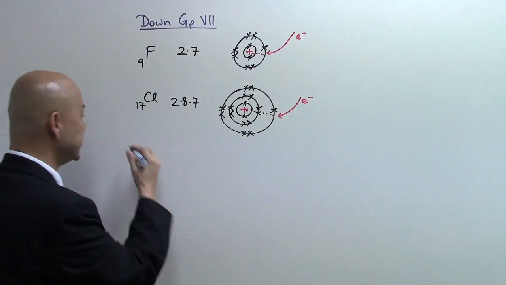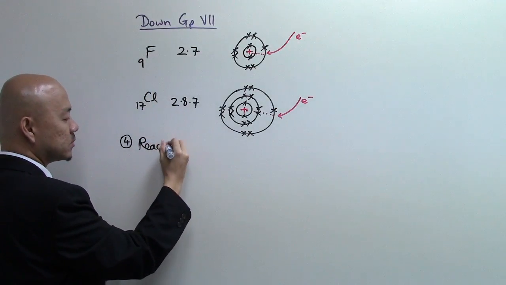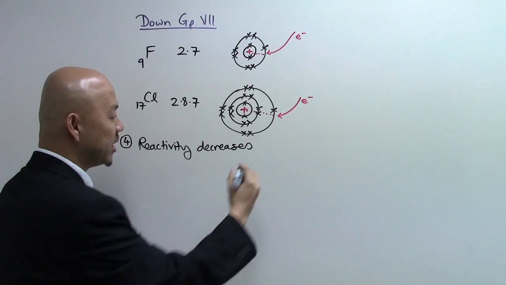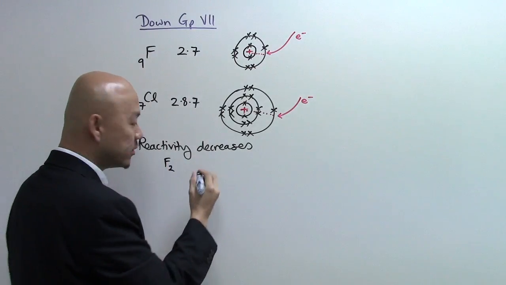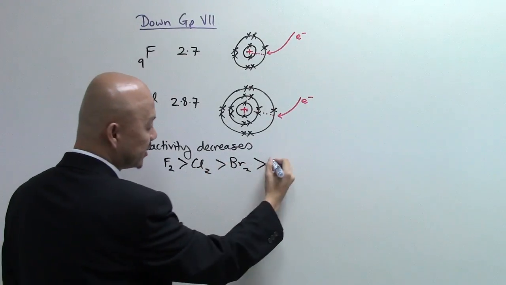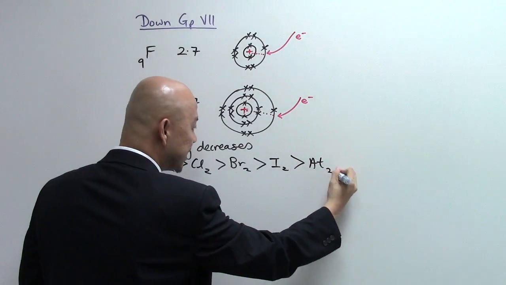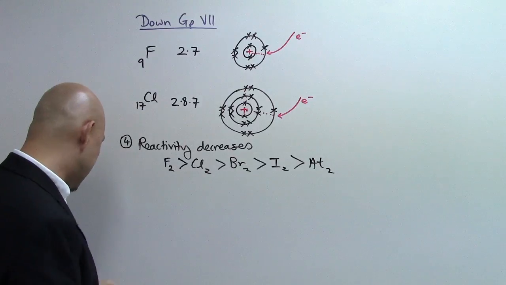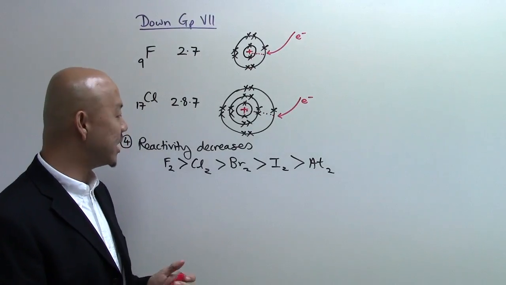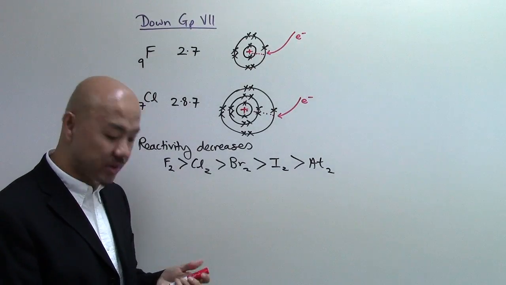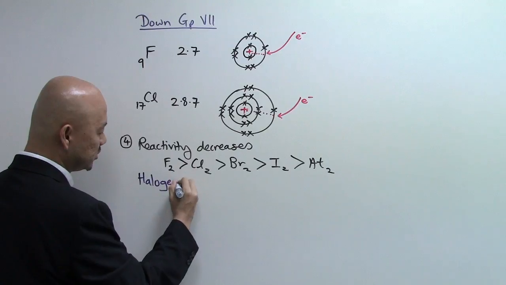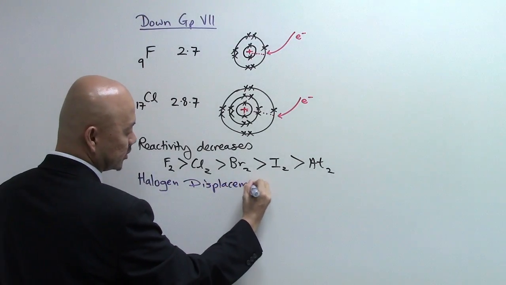And the fourth trend will be reactivity decreases down group 7, and we expect fluorine to be more reactive than chlorine, to be more reactive than bromine, to be more reactive than iodine, and the last one will be astatine. Now in the exam, if you are asked to use equations, reactions to show your understanding of the trend in terms of reactivity, we tend to use this reaction known as halogen displacement reaction.